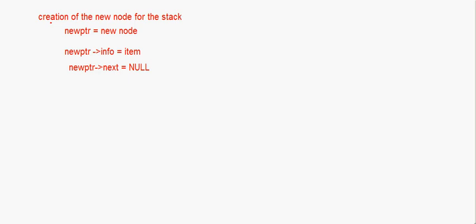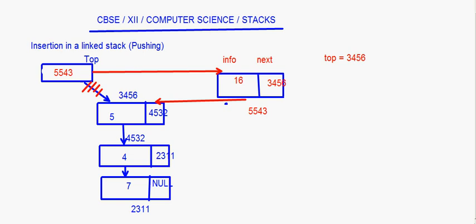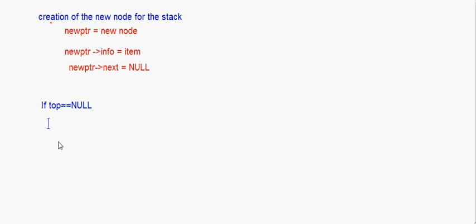Now after that, this new node has to be inserted. Always remember that when you are doing stacks, the insertion will always be at the top. Now we check if top is equal to null. If top is equal to null, what does it mean? It doesn't contain any address. That means the stack is empty. So this node that you have created will be the first node, so top will become equal to new PTR. Understood?